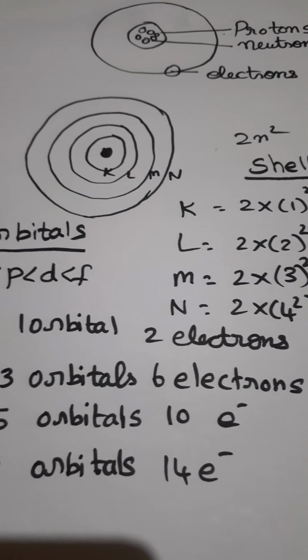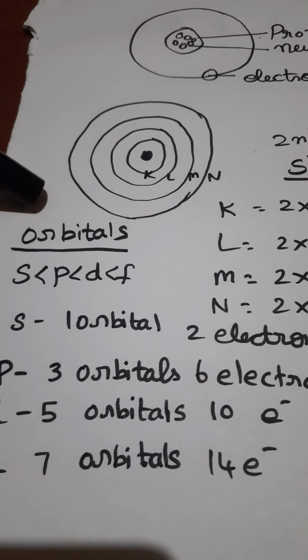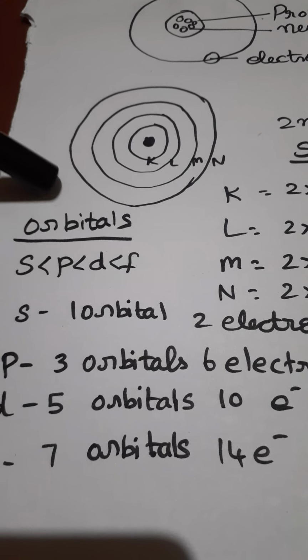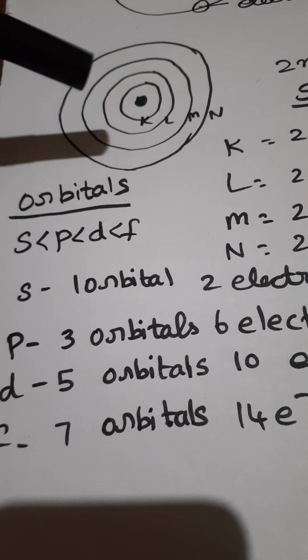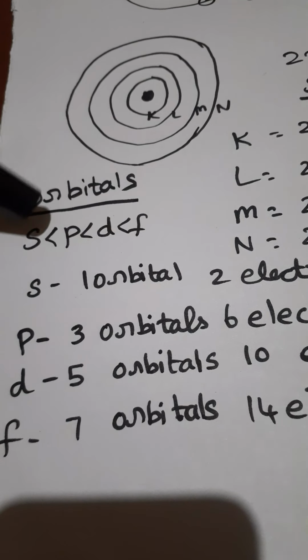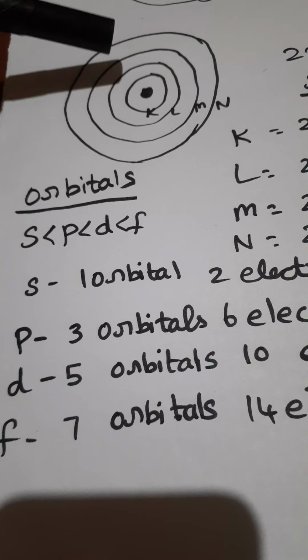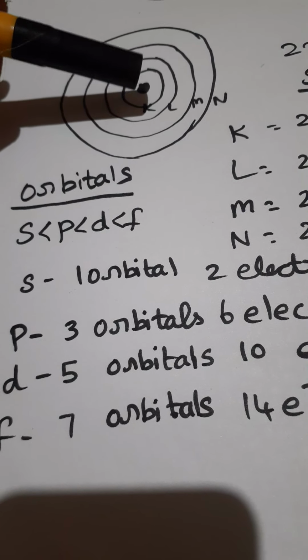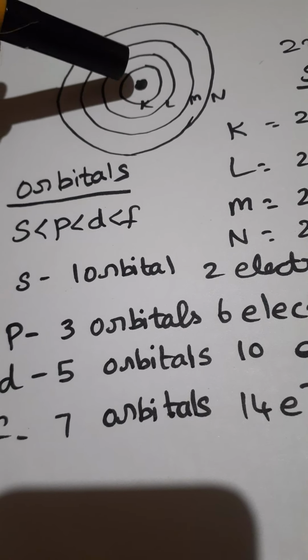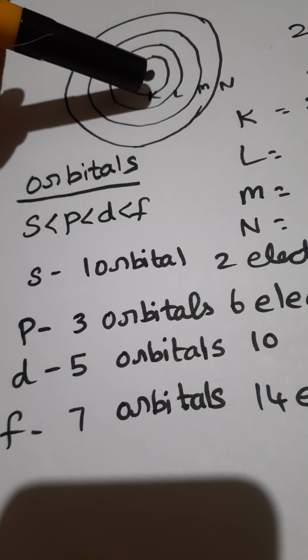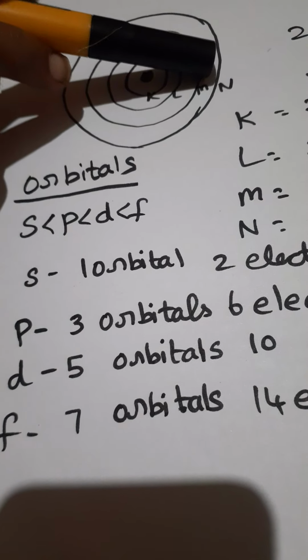So what are orbitals? Are orbitals and subshells the same? These are common questions asked by our students. S, P, D, F are the energy levels. That means inside the shells there are subshells. We can show it only in three dimensions, not in two dimensions.